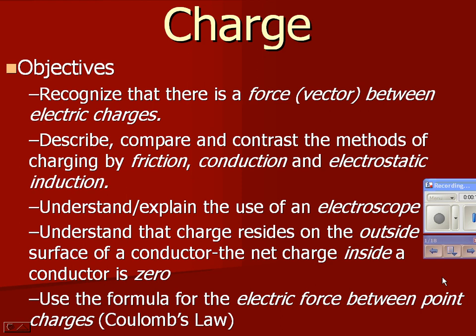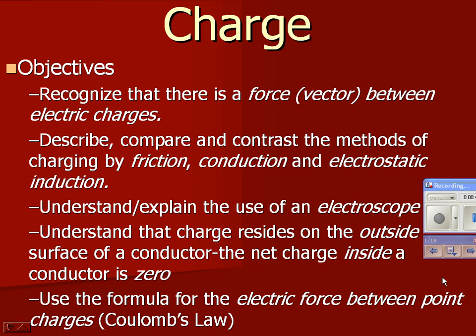You should be able to describe, compare, and contrast the methods of charging an object by friction, by conduction, and by electrostatic induction. You already know how to charge something by friction, right? You guys rub that wand with the fur. Yeah. Electrons, because of friction, will be ripped off of one thing and deposited on another thing. That's charging by friction. You should be able to understand and explain the use of an electroscope, because you've been using one. We'll talk a little bit more about that.